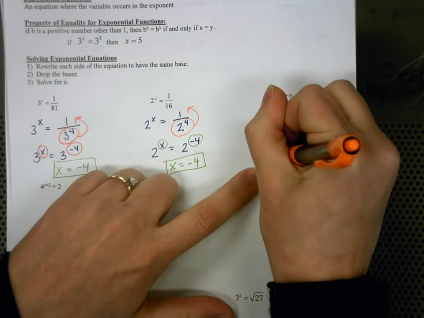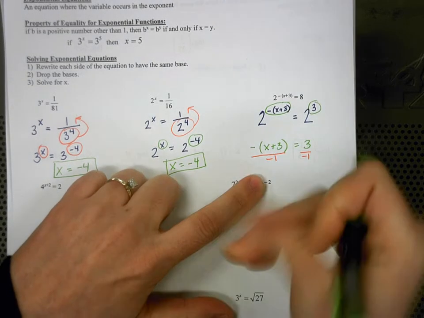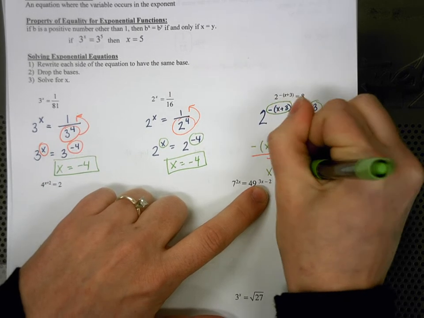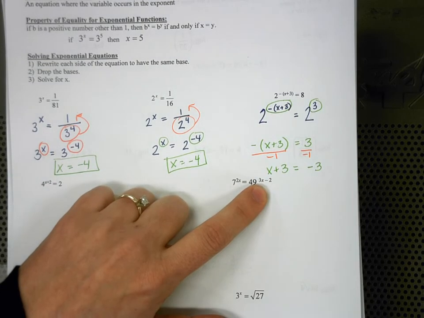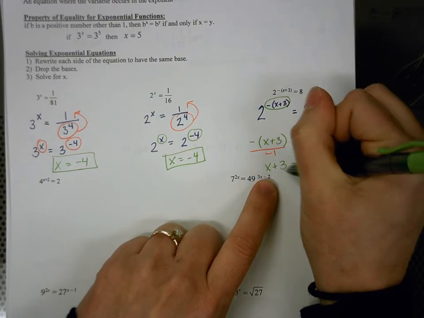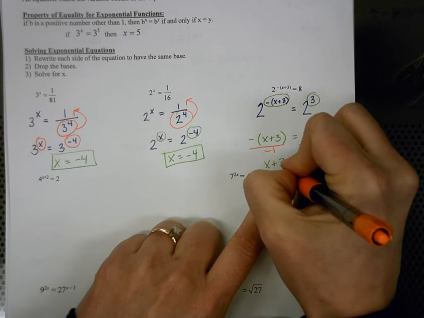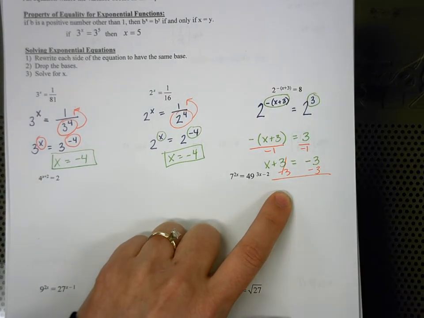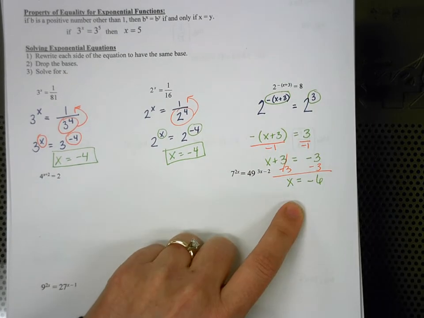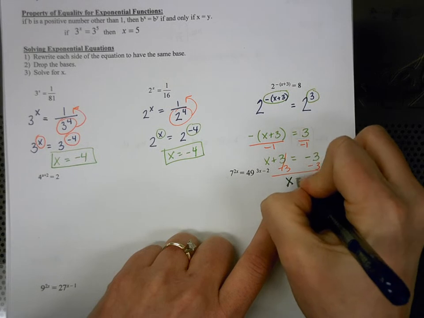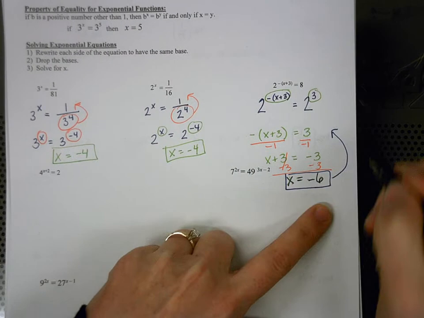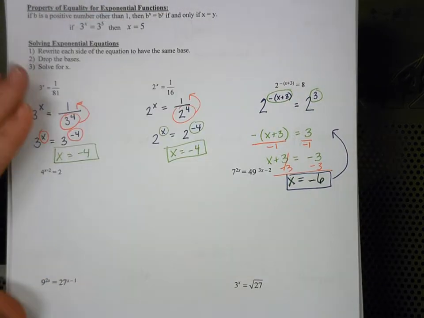So if I divide this by negative 1, a negative divided by a negative is positive. So this becomes x plus 3 equals negative 3. And then I can go ahead and subtract the 3 to the other side. And we get x is equal to negative 3 minus 3, which is negative 6. x equals negative 6. And that's that problem up there. I shouldn't have left so much space.